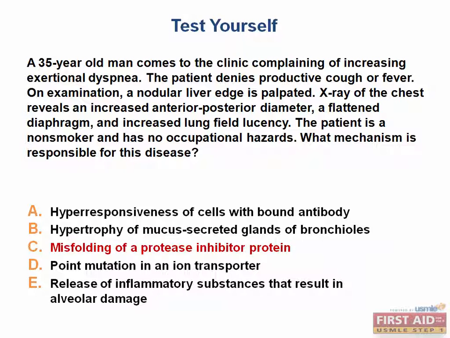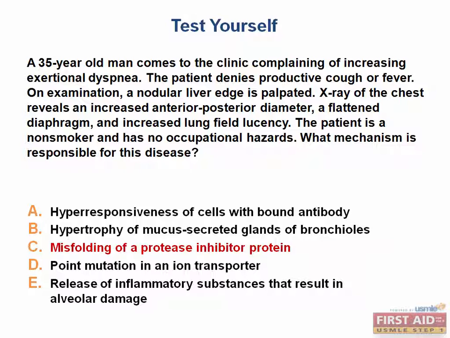The answer is C, misfolding of a protease inhibitor protein. Now, this is alpha-1 antitrypsin deficiency. It's a genetic disorder that leads to both cirrhosis and emphysema. The enzyme is normally responsible for inactivating elastase, which is a protease present in the lung parenchyma.